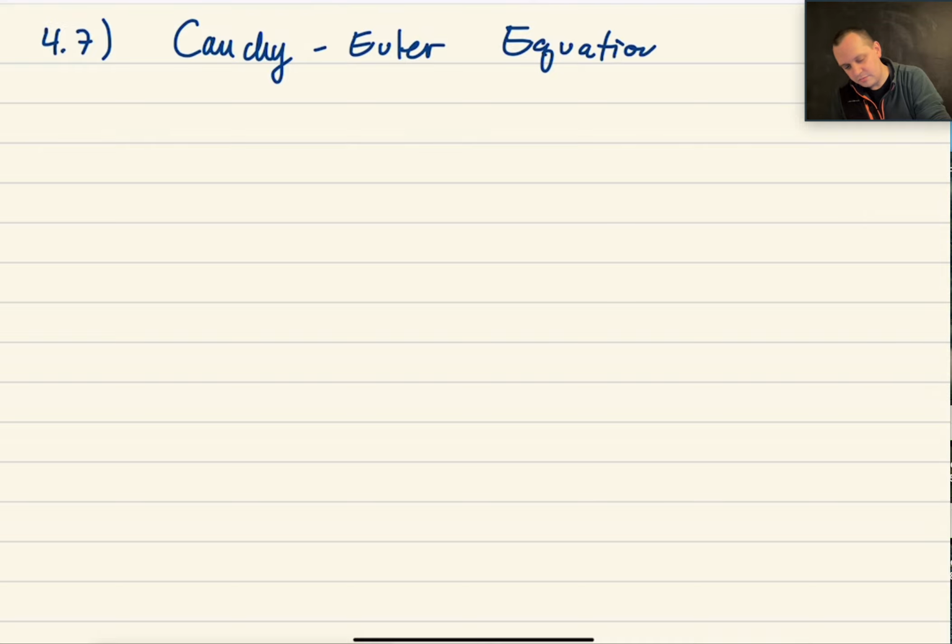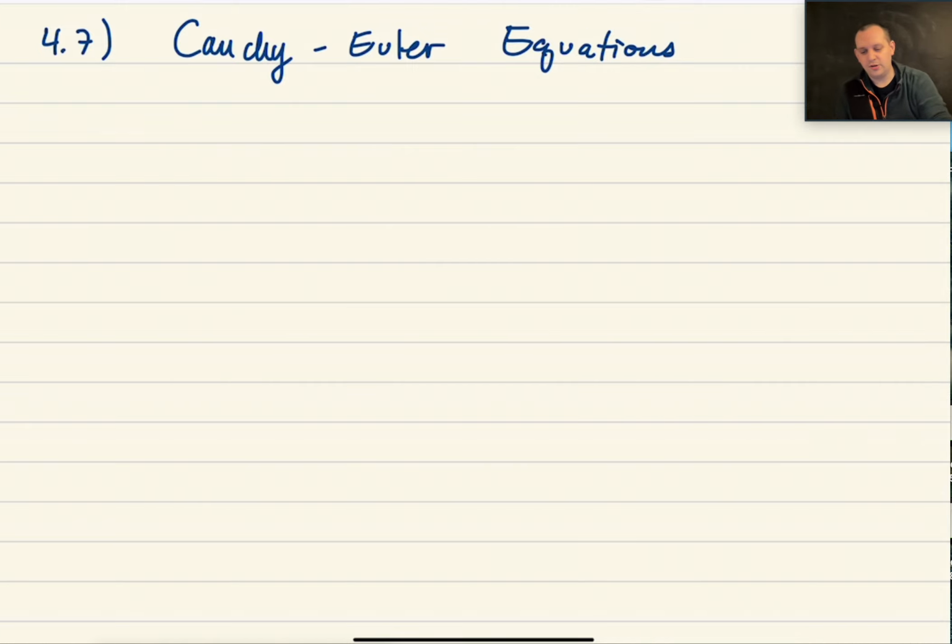Cauchy is a French mathematician from the early 1800s. His name is all over lots of areas of math, but in particular a lot of complex analysis. Euler is probably the most prolific mathematician that's ever been, a Swiss mathematician from the 1700s. His name is just everywhere. He's done so many things that there are things named after the second person to do them, because he's just done so much.